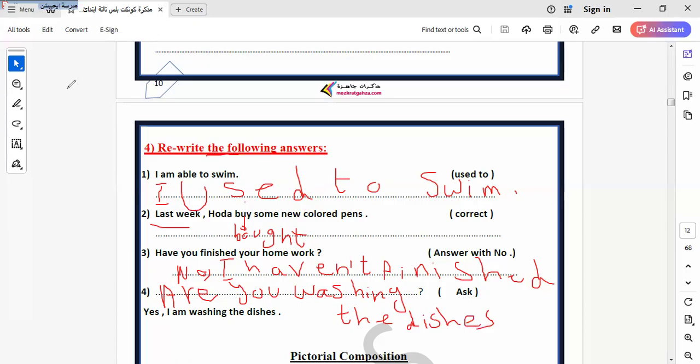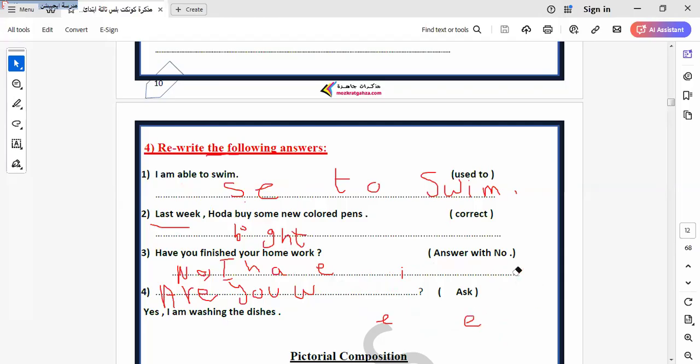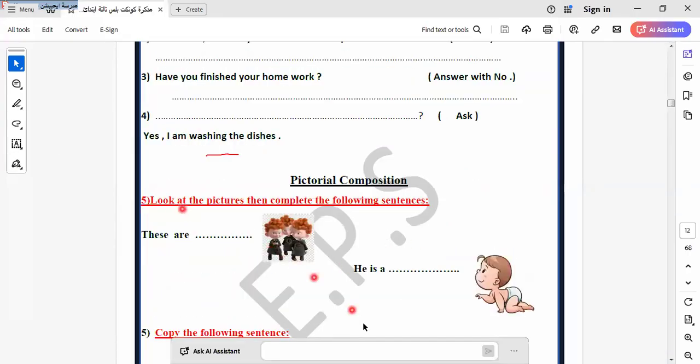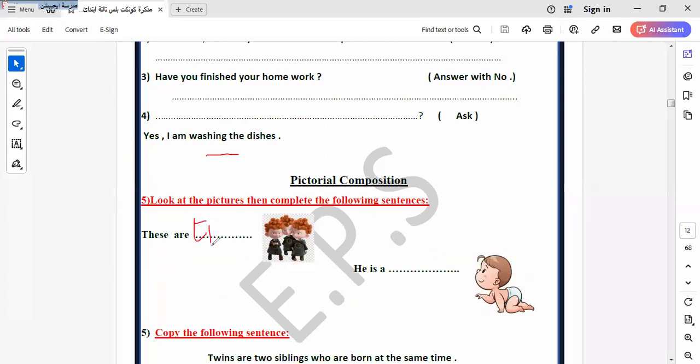Let's go to another one here. To the next sentence. Here we have to be. What here? These are what? These are triplets, and he's a baby. It will be baby here. Okay.